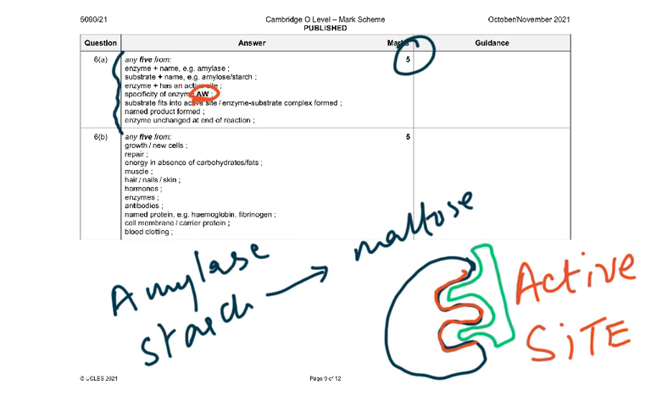So substrate fits into active site, and what do we get? We get an enzyme substrate complex formed. And then if you name the product, like you said, maltose formed, then you would get a mark for that. And at the end of the day, the enzyme remains unchanged. Enzyme does not take part or does not get degraded or does not get broken down or does not change its shape of the active site. So the enzyme remains unchanged at the end of the reaction.